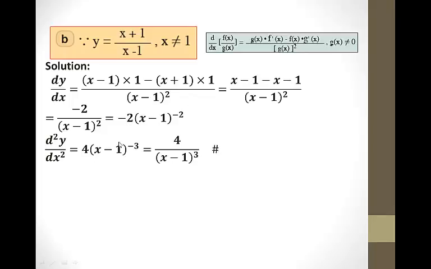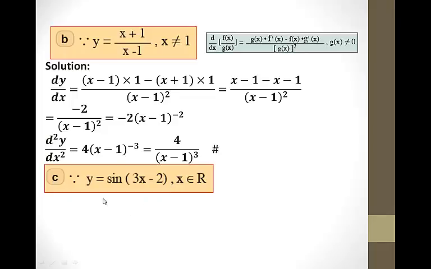Negative 2 multiplied by negative 2 equals 4. Negative 2 minus 1 equals negative 3. So the final answer will be 4 over x minus 1 all power 3.